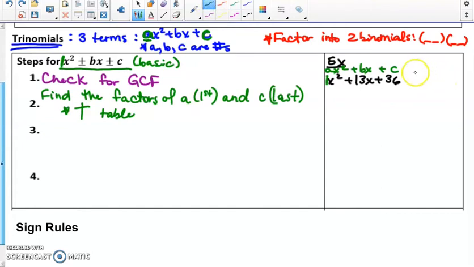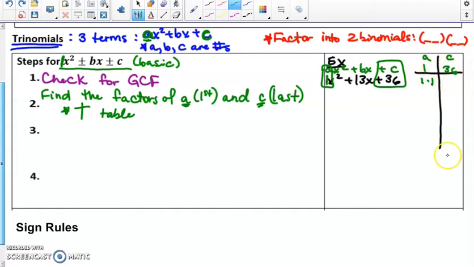So we come out to the side here, make our T-table, and we're going to first find our factors of a. So lucky for us, a today is 1, so a is 1. And then find our factors of c, which is that last guy. So c is positive 36. The factors that multiply to a are 1 times 1, because 1 times 1 makes 1, and we're good. No other factors for 1.